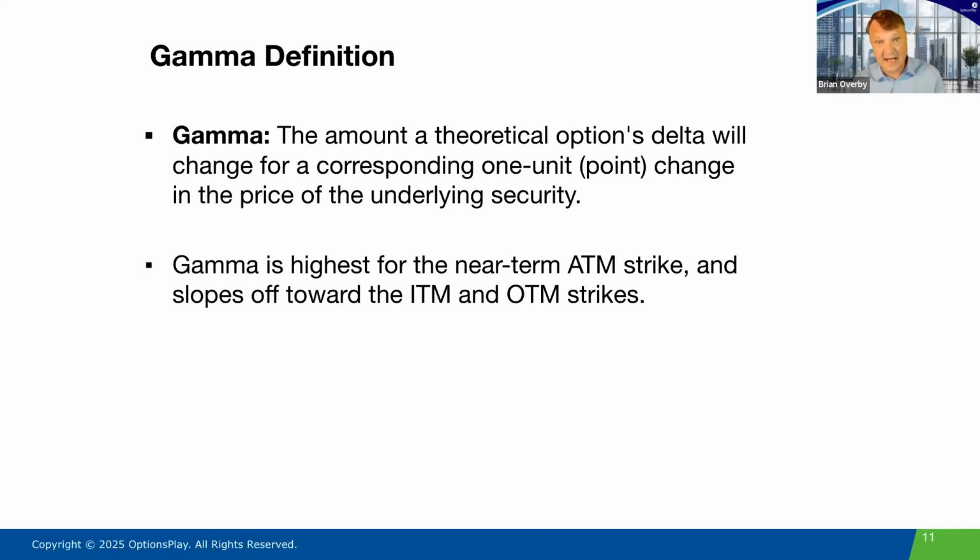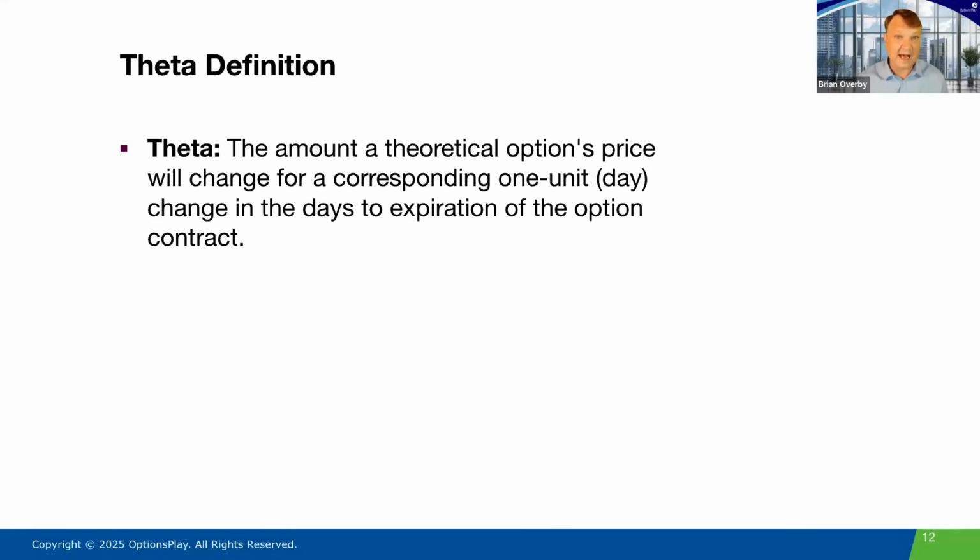Now, here's one of the biggest downsides of gamma, and this is always a trade-off. If you like high gamma, guess what you're going to get? You're going to get high theta. The most at-the-money option contract also has the most juice in the option contract, and theta decay is going to be large. So theta is the amount a theoretical options price will change for a corresponding 1 unit or 1 day change in the days to expiration of the option contract.